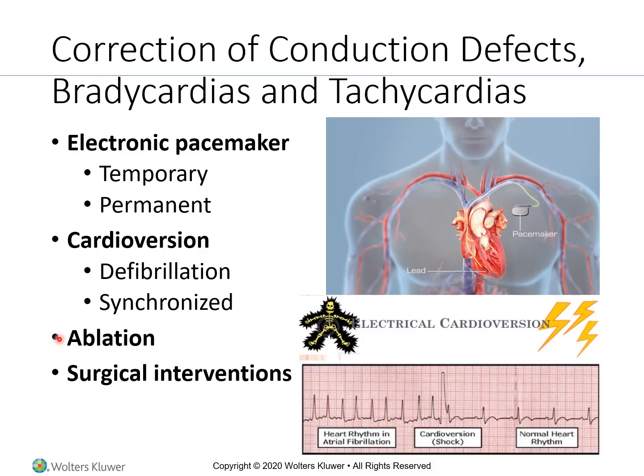And so these are some ways that we can correct conduction defects, whether they're bradycardias or tachycardias. So some patients, especially for bradycardias, things like sinus arrest or second degree or third degree heart blocks, these patients may need electronic pacemakers. These pacemakers can be temporary, where we maybe insert wires into the veins, into the jugular vein and into the heart.